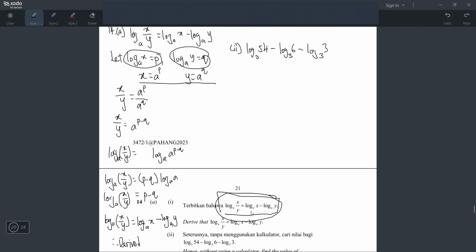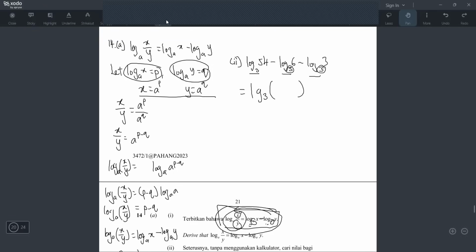When you have two separate logs with the same base and then minus, you can combine into a single log and you have to divide them. So when you have separate logs and they all have the same base 3, and in the middle is minus, you can combine them into a single log, right? And everything has to divide, right? But the first number automatically must be written on top. The first number always is written on top. And then the next number, you will write on top or bottom depending on plus or minus. If plus, you write on top because plus becomes times, right? But if minus, you write on the bottom because divide.